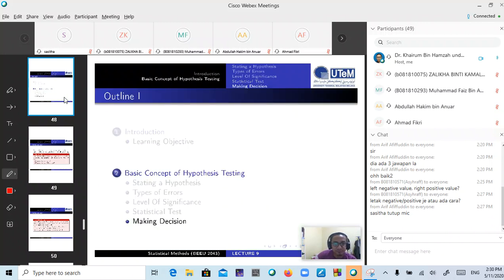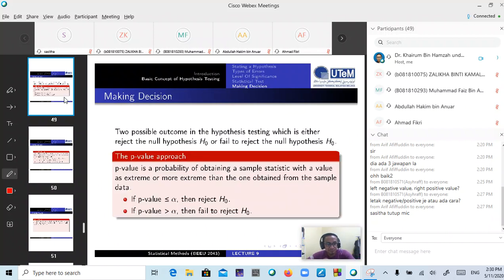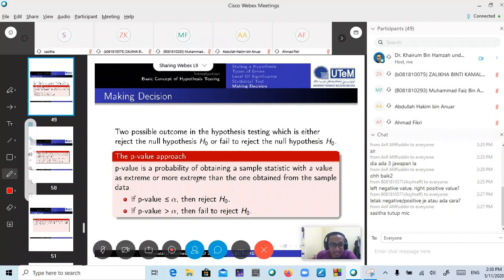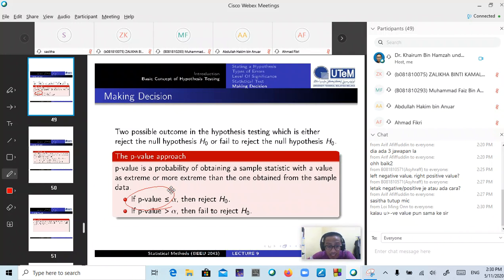Next, making a decision. In order to make the decision, if we are using the p-value test, if the p-value is less than or equal to alpha, where alpha is the significance level given by the question, then we reject H0.